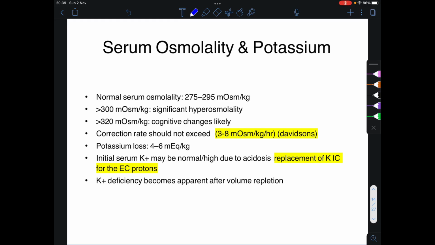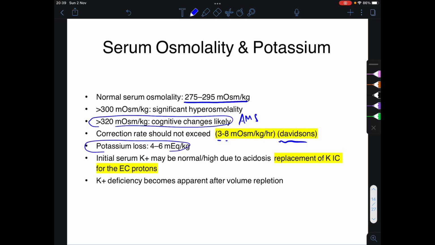Now, a normal serum osmolality is between 275 and 295 milliosmoles per kg. As we said, in HHS it reaches above 320, and that's when altered mental status happens, cerebral edema happens, and coma and stupor happen. Now, once we introduce fluids, the rate at which we want to decrease the osmolality should be between 3 to 8 milliosmoles per kg per hour. This is according to the reference Davidson's Principles of Medicine.